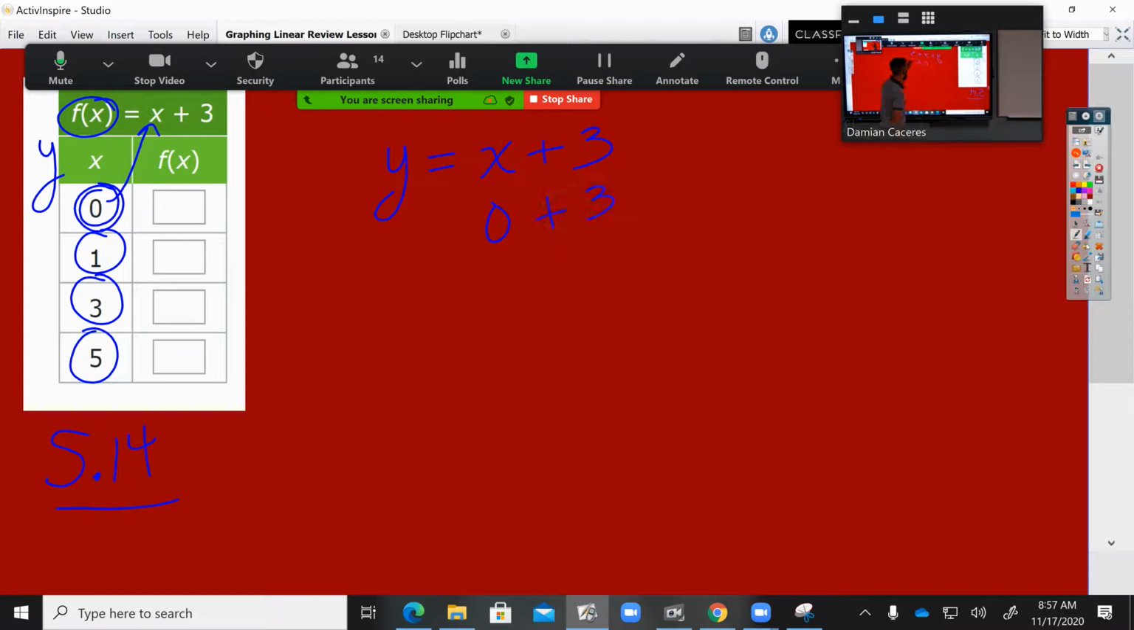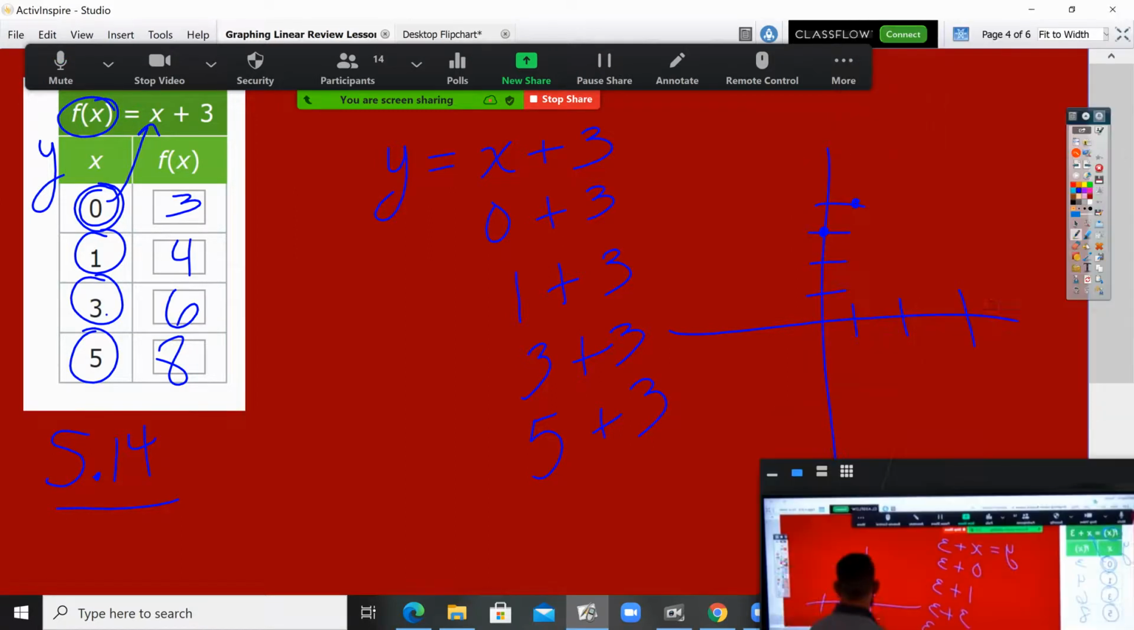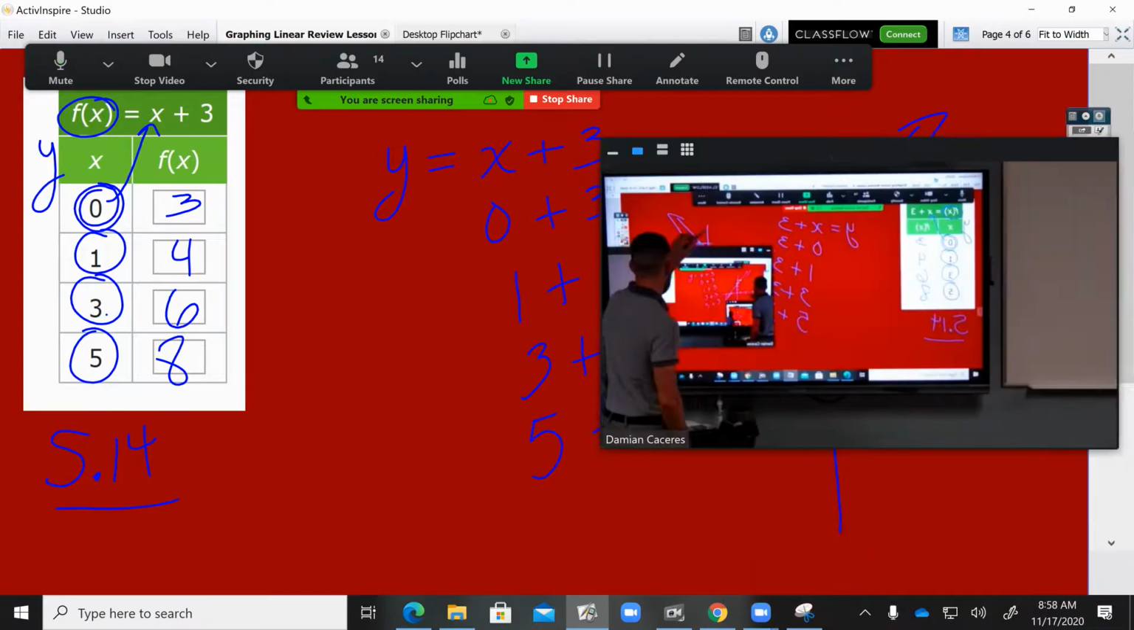So 0 plus 3 equals 3. 1 plus 3 equals 4. Now we put a 3 in there. 3 plus 3 equals 6. 5 plus 3 equals 8. Now on the graph, all you have to do is graph 2 of those points. So 0, 3, and 1, 4. And that's how you would graph it. That's how S14 is.